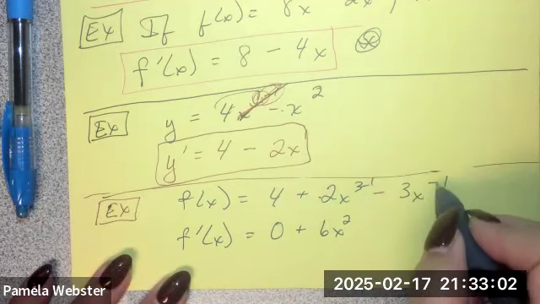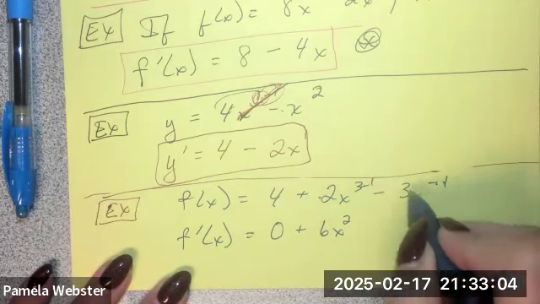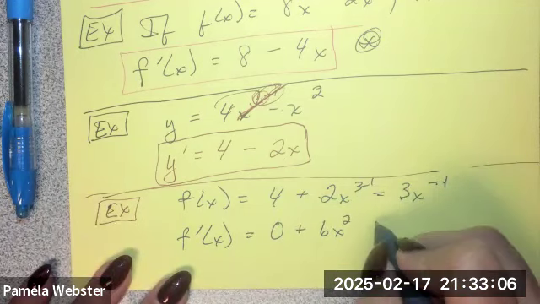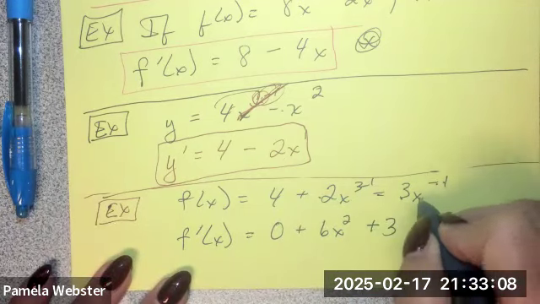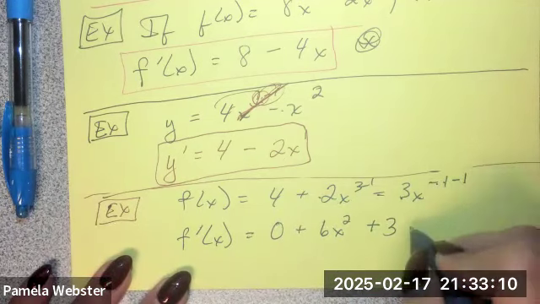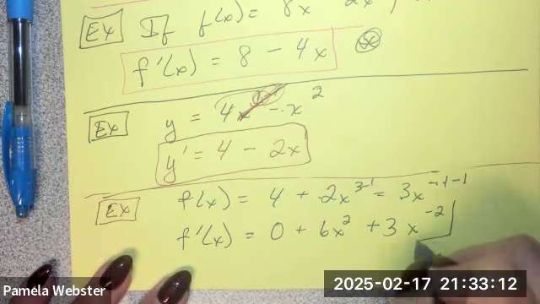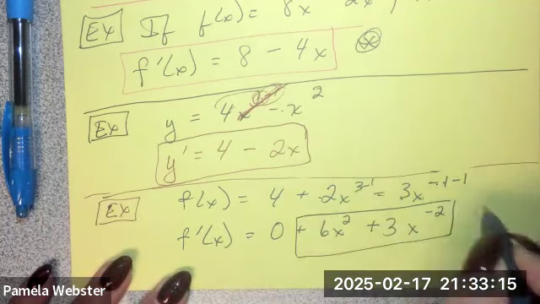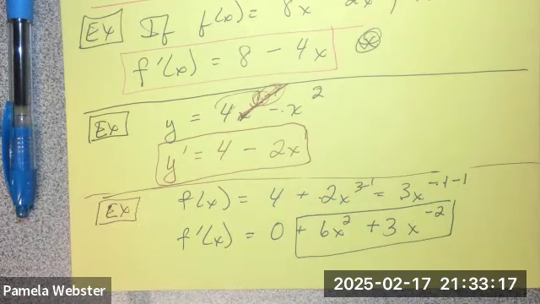Let's subtract 1. And then be careful here. Negative 1 times negative 3 is a positive 3. X to the, this is negative 1 minus 2. X to the negative 2, right? Absolutely. All right. So you can do some of those.